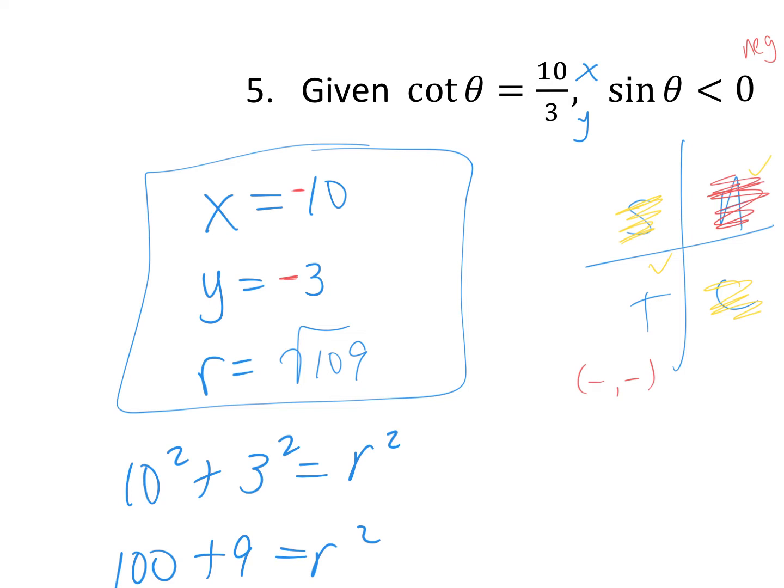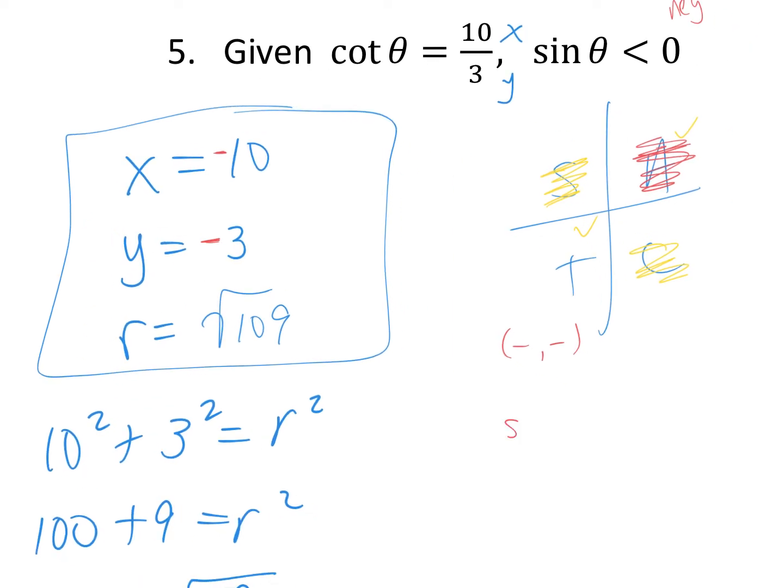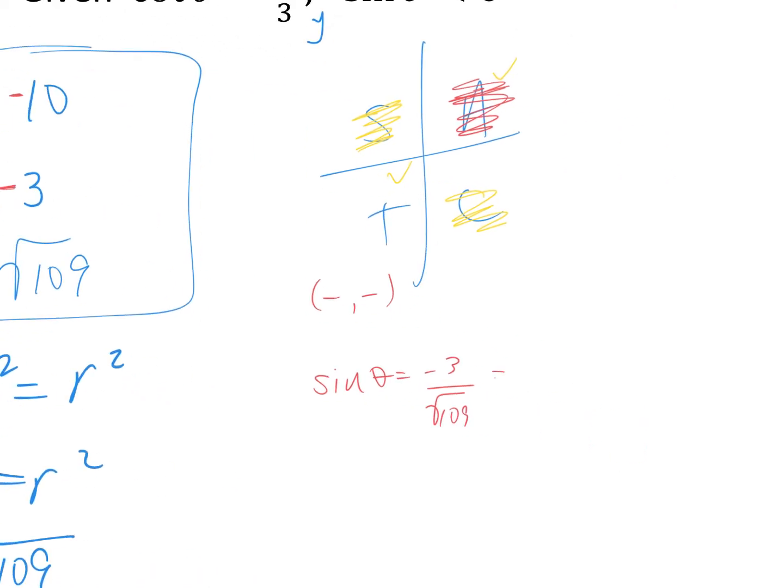So now, if I said to you, okay, what's the sine of this angle? Sine is y over r, right? So your sine of theta would be negative 3 over the square root of 109. Can I leave it like that? No, so we'd have to rationalize. This becomes negative 3 root 109 over 109.